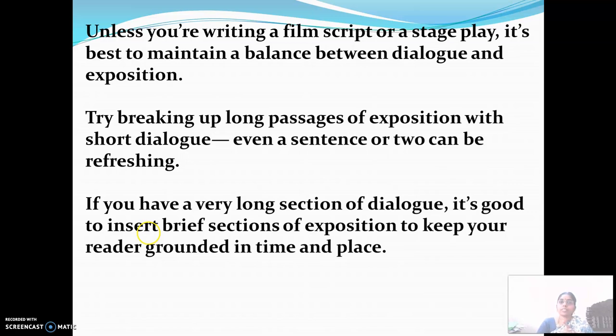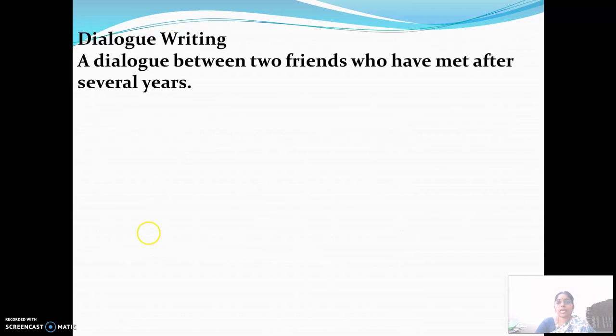Unless you are writing a film script or a stage play, it is best to maintain a balance between dialogue and exposition. Try breaking up long passages of exposition with short dialogues. Even a sentence or two can be refreshing. If you have a long section of dialogue, it's good to insert a brief section of exposition to keep your reader grounded in time and place, to make the audience sit. You have to deliver the content in a precise manner. That is dialogue writing.